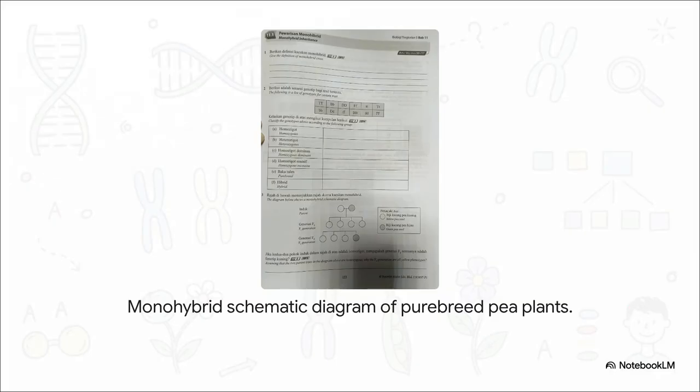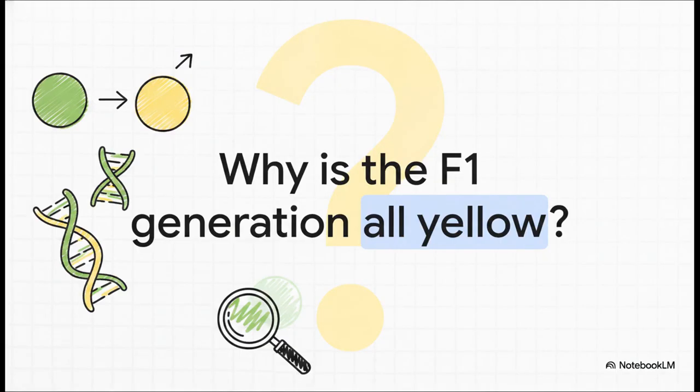Let's look at this monohybrid cross. Monohybrid just means we're tracking one single characteristic, in this case, seed color. We're crossing a purebred yellow pea with a purebred green pea. Look at the result. The entire first filial, or F1 generation, produces exclusively yellow seeds. So, here is the big question. If both parents were purebreds, and they contributed equally to the offspring's genetic makeup, why in the world do the green traits completely disappear in that first generation? Where exactly did the green go?